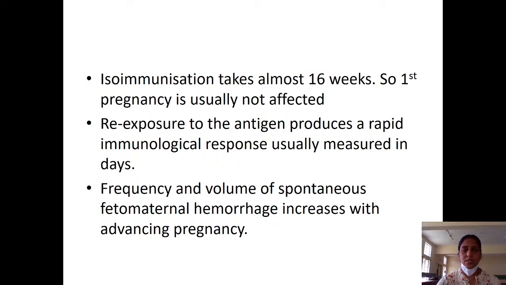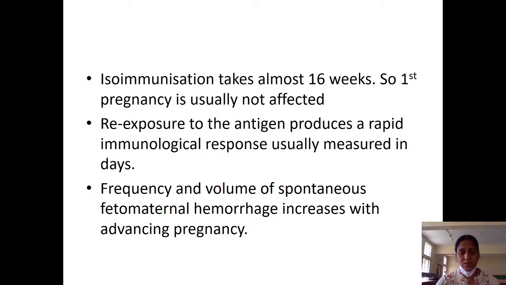Isoimmunization takes almost 10 to 16 weeks. It takes time. It is not like ABO incompatibility, where the antibodies are already there in the body, and when incompatible blood is given, there will be a reaction. But here, isoimmunization takes 10 to 16 weeks. That's why usually the first pregnancy is not affected.